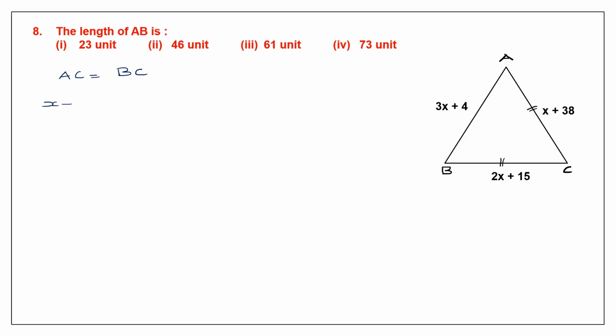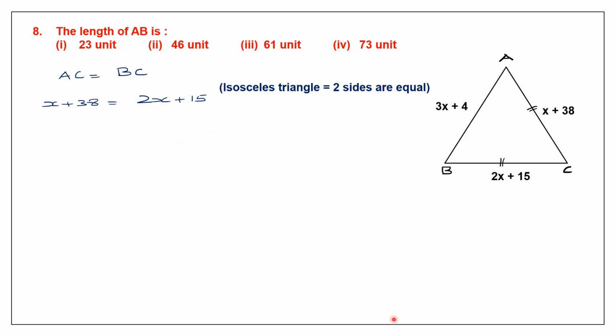AC is x plus 38 and that is equal to 2x plus 15. From this we can find the value of x. Now why are we saying they are equal to each other? Because as you can see these two strokes, which means that this line is equal to this line. That is, these two sides are the sides of an isosceles triangle. So an isosceles triangle has two sides equal.